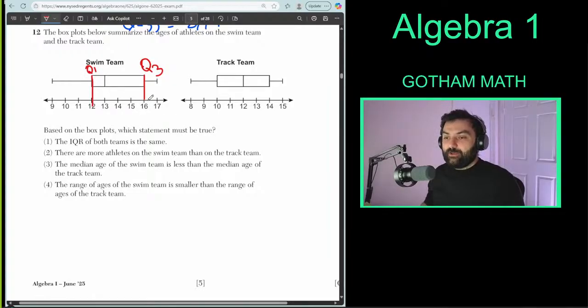So in here, IQR will be 16 minus 12, which is 4. Over here, it's going to be 14 minus 10. Oh, which must be true, and I think this is true. 4 and 4. IQR on both teams is the same. Yeah.